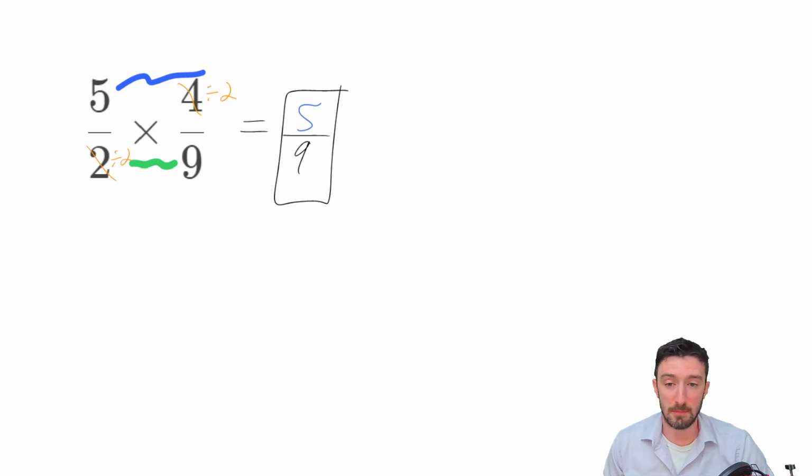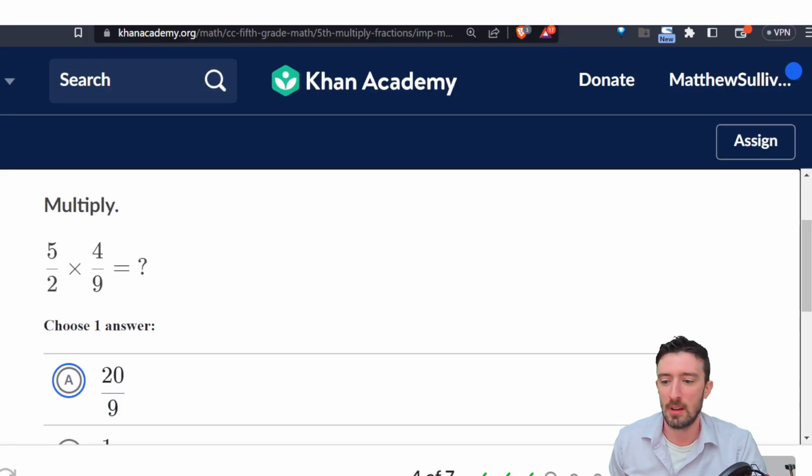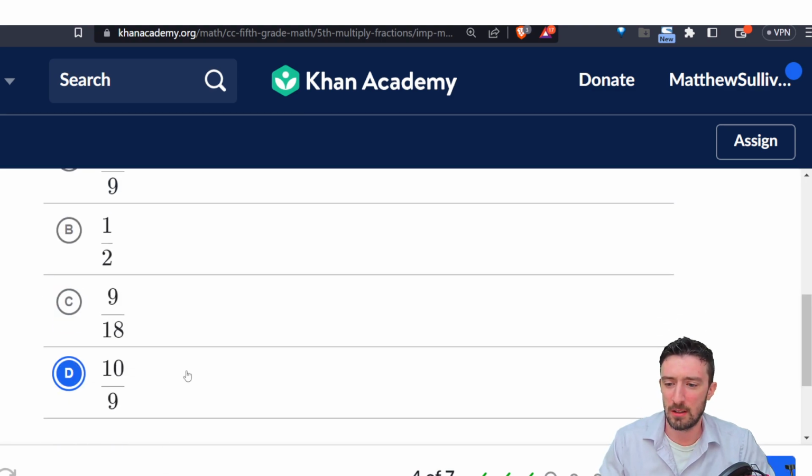No, we totally didn't, because 5 times 2 is actually 10. That's something I need to get a little bit better at. 5 times 2 is 10. It's not 5. Whoops. Okay, moving on. 10 over 9.